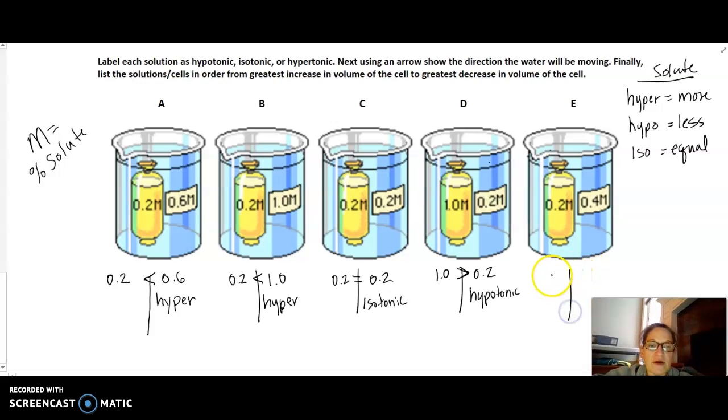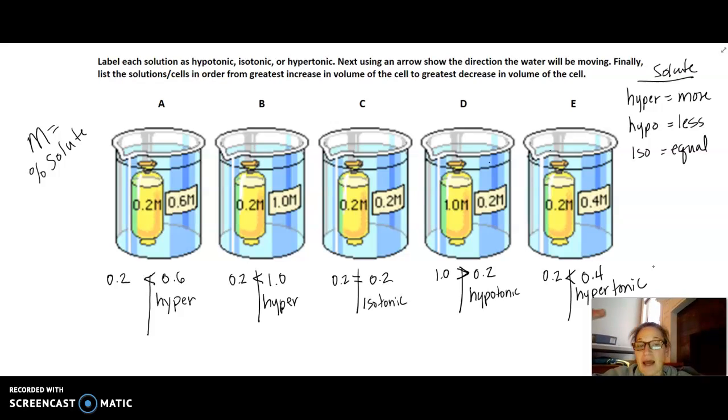And then the last one, we have 0.2, 0.4. 0.2 is less, so less on the inside, that would be more on the outside. So the solution is what we always want to use. The solution has more because 0.4 is more than 0.2, and so this is hypertonic. All right, so now we have all of the solutions labeled in relationship to the cell.